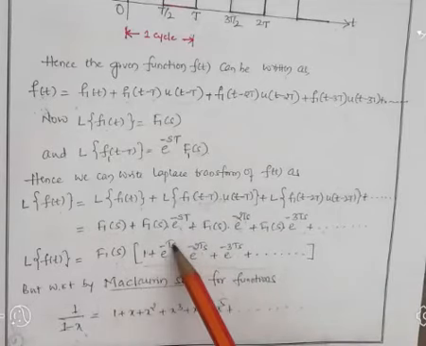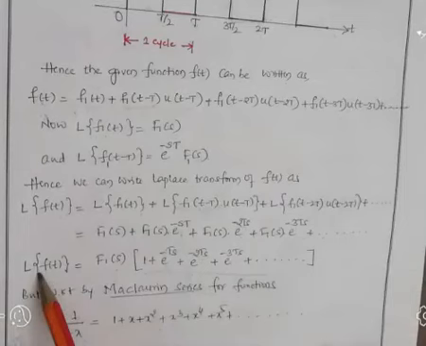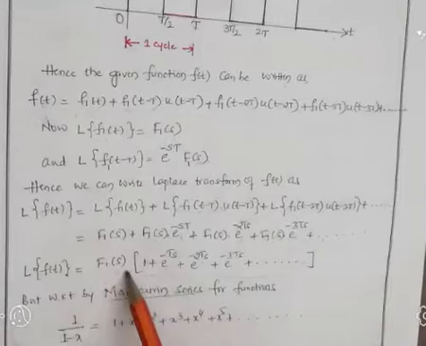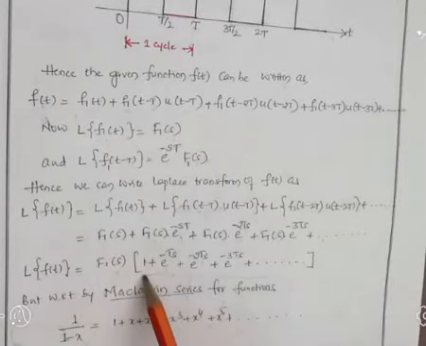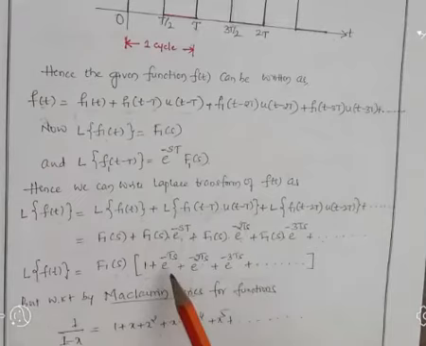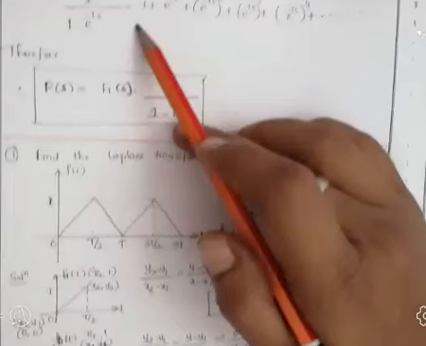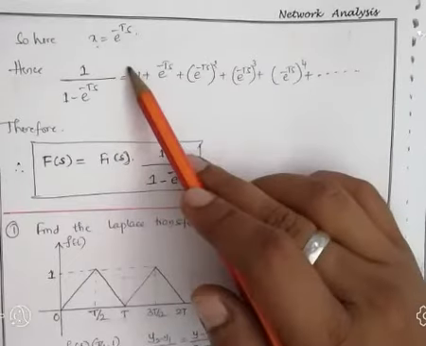Hence, by using this formula, we can write the Laplace transform of f(t) equal to F1(s) multiplied by 1 divided by 1 minus x, where x means e to the power minus Ts. So I am writing the same thing here. Hence here x is e to the power minus Ts.